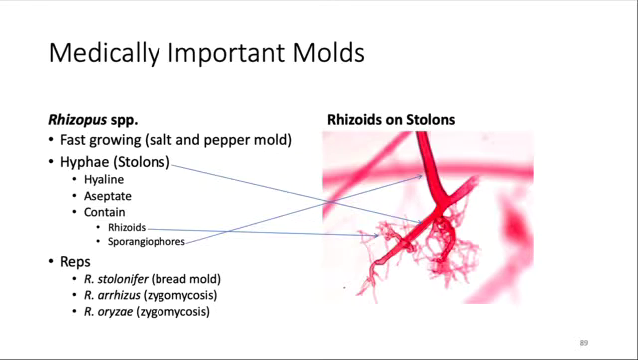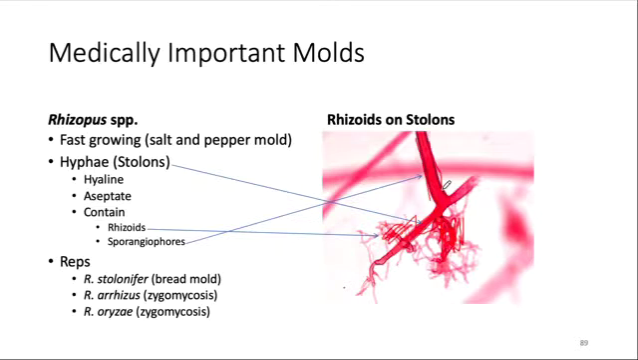Then you have the bread mold, the Rhizopus species. They are fast growing. They have the color of salt and pepper. They will form hyphae. The hyphae walls are aseptate, and they will contain rhizoids and sporangiospores. Rhizoids are formed as part of the hyphae that is mostly connected to the substrate. And then you would have these projections, these structures, the sporangiophores, that will bear the sporangiospores, the spores which will eventually lead to more cells of the fungi.